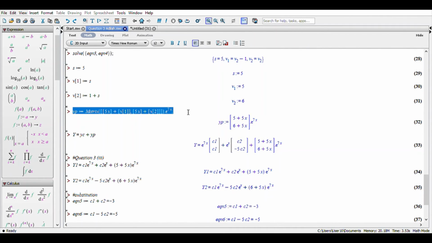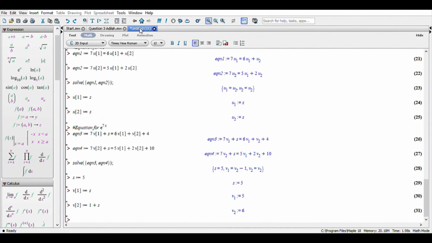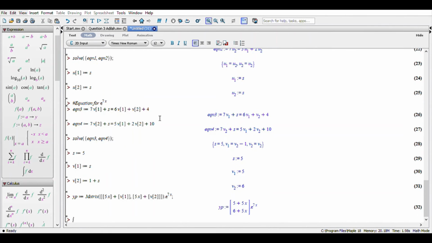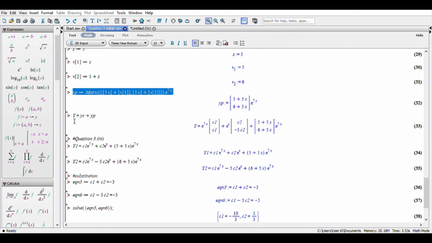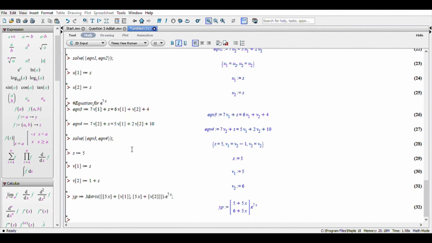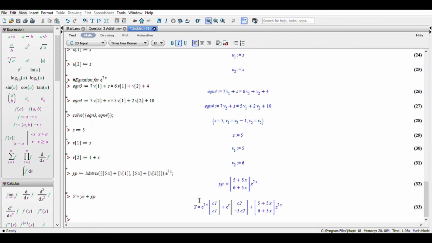And then call out the YP matrix again. Then we get the answer for question 3, which is the value of y equal to yc plus yp.